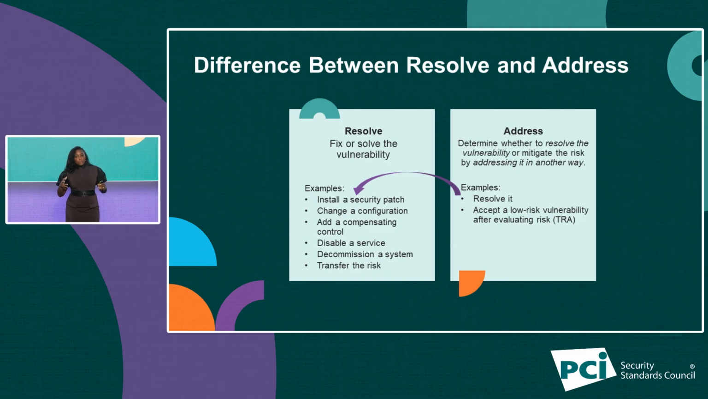To address the vulnerability means that you determine if you will resolve it or address it in another way. It gives you that opportunity for a risk-based decision for that type of vulnerability. So for your organization, this may mean to fix it or mitigate the risk in another way, or even accept it, for a low-risk item after a targeted risk analysis is performed. You need to track these decisions and review any risk-accepted items on an annual basis.